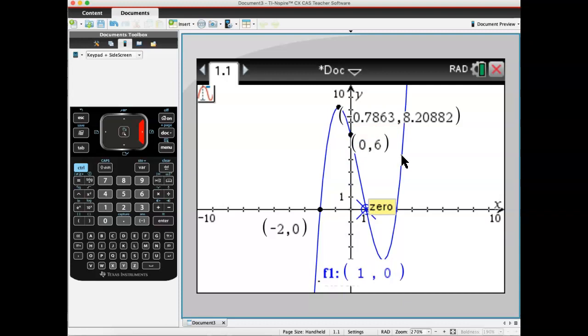Oh, there's another 0 at 1,0. If I hit enter, it'll drop it, and I can keep going around. Oh, there's the minimum. And oh, my other 0, I went past it, so I'm going to go back, hit it, and enter my 0 on there.